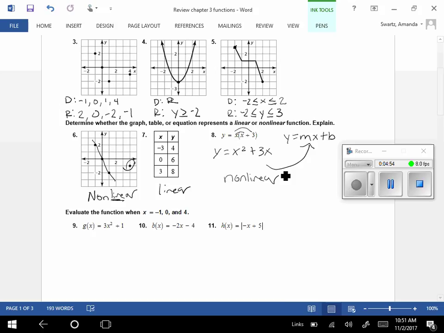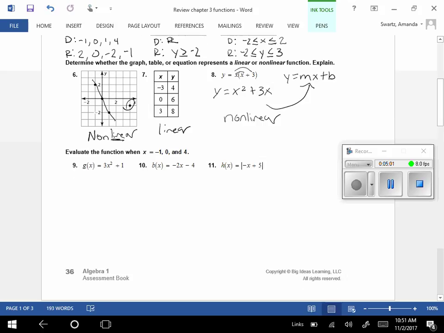Okay, so again, those are all very conceptual things. You just kind of have to know how to do them. We come up into some math when we reach number 9, 10, and 11. So now it wants us to evaluate the function when x is -1, 0, and 4. So what we're going to be doing is plugging in those numbers for these functions. So we're going to plug in -1 first.